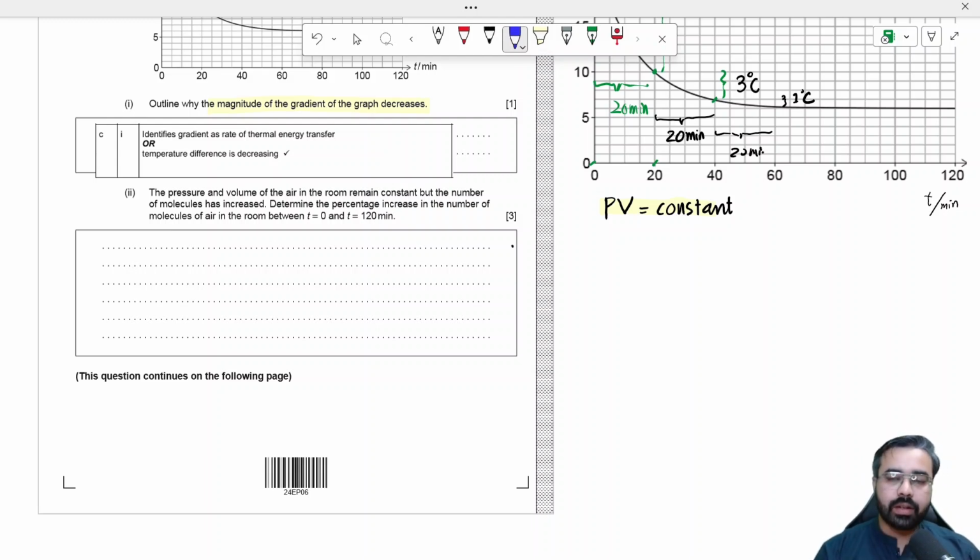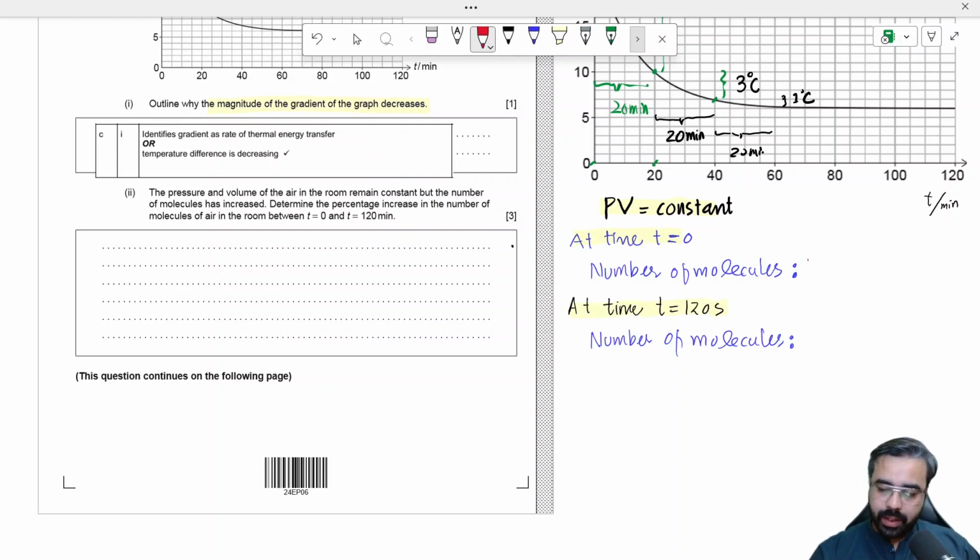So let us consider initially, in the beginning, at the time t equal to 0, before any change, the number of molecules was n0, for example, and after 120 minutes it is now n. So what is the percentage increase in the number? First of all, with what fraction have they increased?